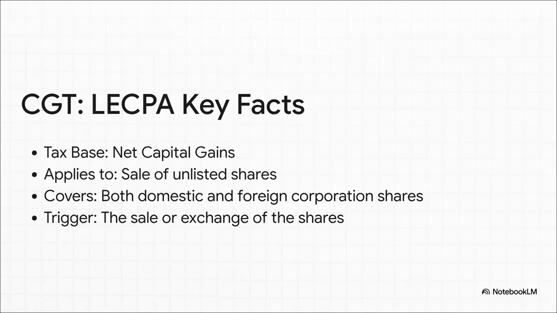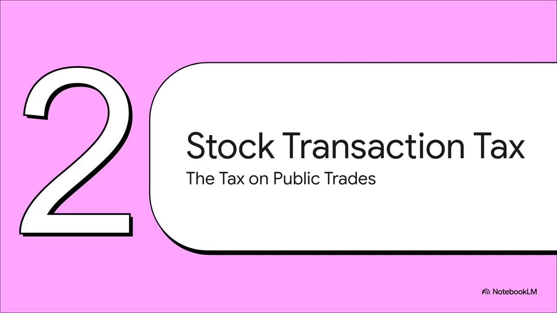So, let's quickly tie all those pieces together. For CGT, what are we taxing? The net gain. What kind of shares? Unlisted shares. And here's an important little detail. This covers shares in both domestic and foreign corporations. And when does the tax kick in? The second that sale or exchange happens. Got it? Good.